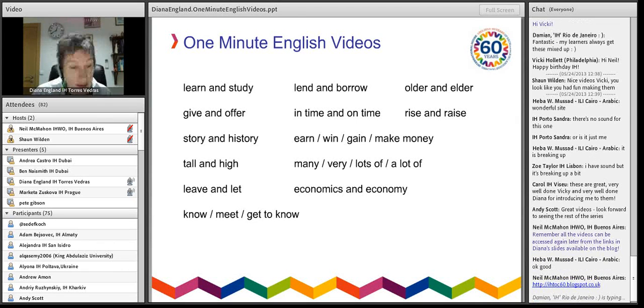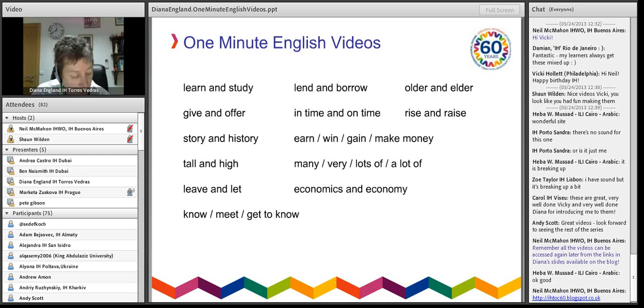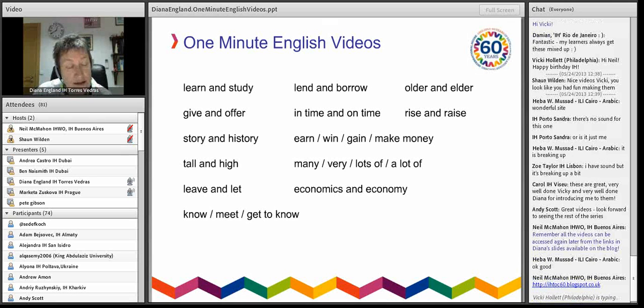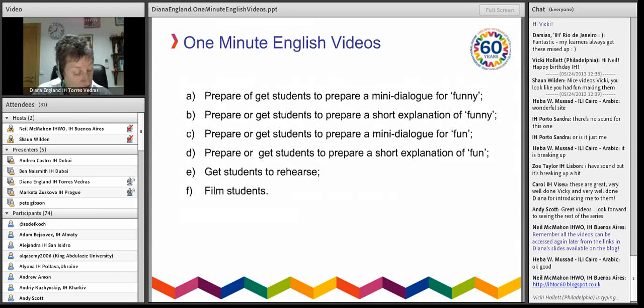There are other language points which Vicky hasn't dealt with yet on her website that students could perhaps benefit from. I mean, you might well have other ideas. Learn and study, perhaps a particular problem for Polish students, give and offer for Portuguese students, as many of these other ones are. Might be food for thought for Vicky at some point in the future.